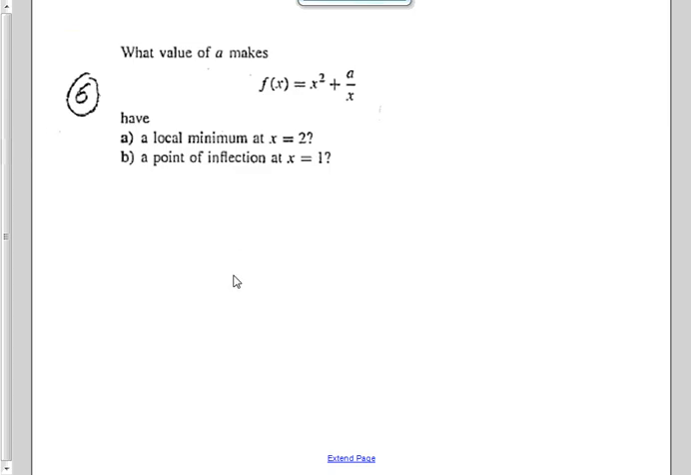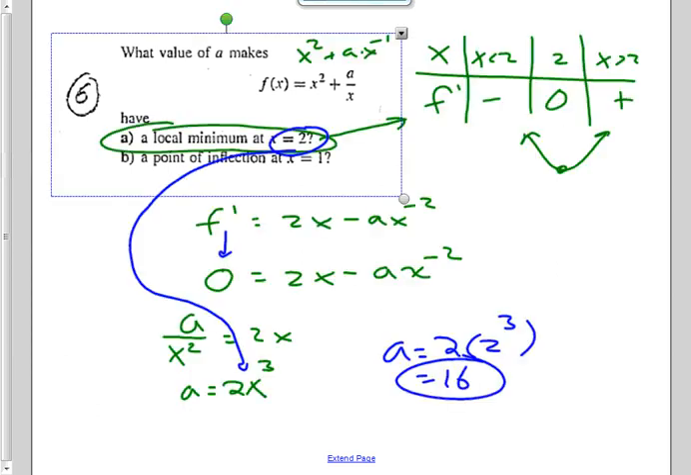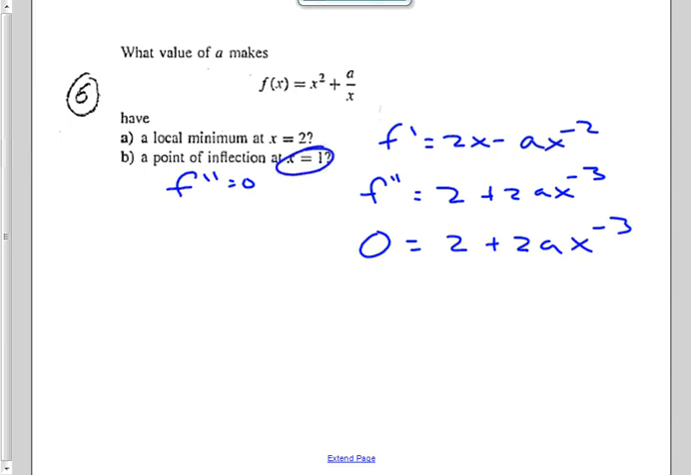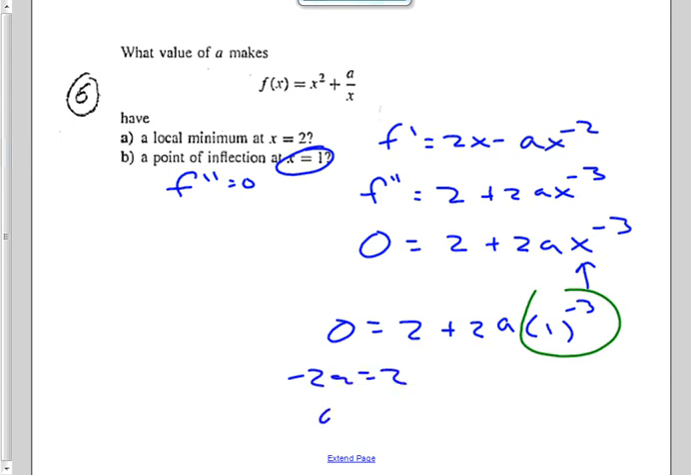If we want to have a point of inflection at x equals 1, a point of inflection is when the second derivative equals 0. So we know that the first derivative equals 2x minus a x to the negative 2. And again, we found that right here. So the second derivative is going to be 2 plus 2a x to the negative 3. And we want that to be 0 when x equals 1. So let's directly substitute x equals 1, and we get 0 equals 2 plus 2a times 1 to the negative 3. Solving this, we know that this is just 1. So we get negative 2a equals 2. So a, therefore, is negative 1.